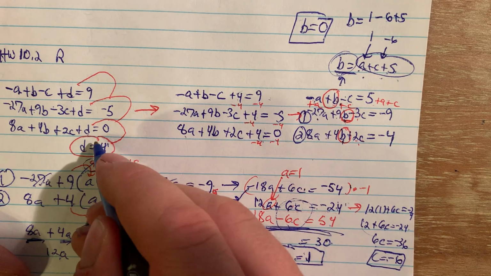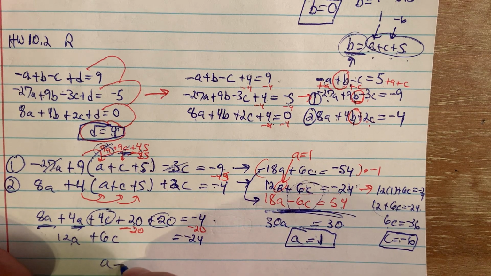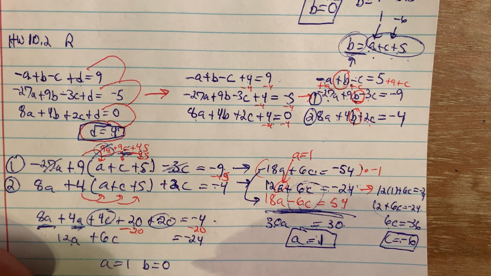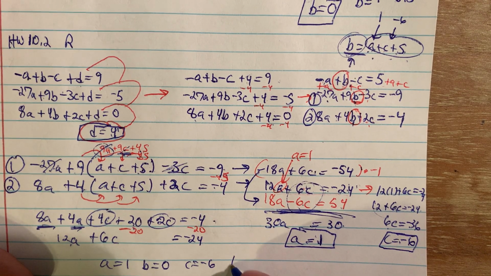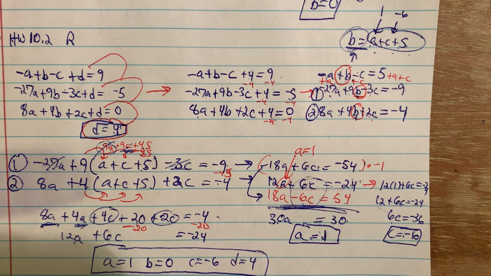And we need what d is. And look, right back at the very beginning, we actually had that d equaled 4. So a equals 1, b equals 0, c equals negative 6, and d equals 4. That is the solution to this system of equations.